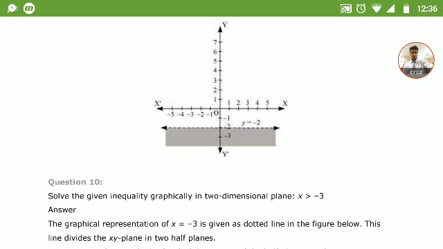You should know how to draw the graph of x equals 1, x equals 2, or x equals a, y equals a, y equals b, or y equals minus b. That's it for today's video.